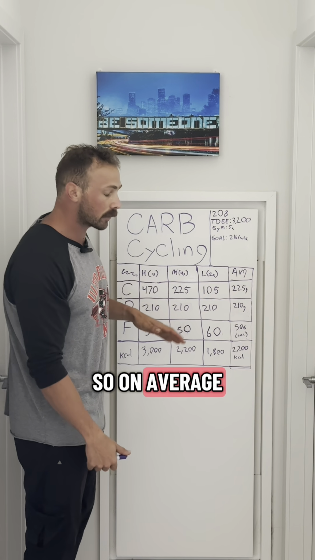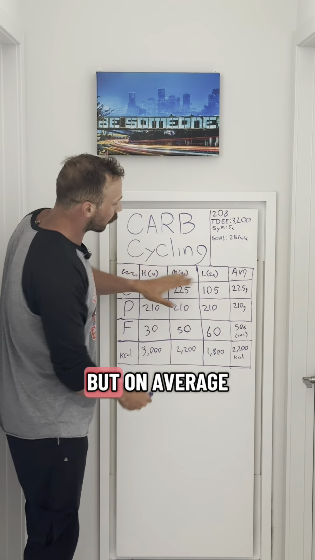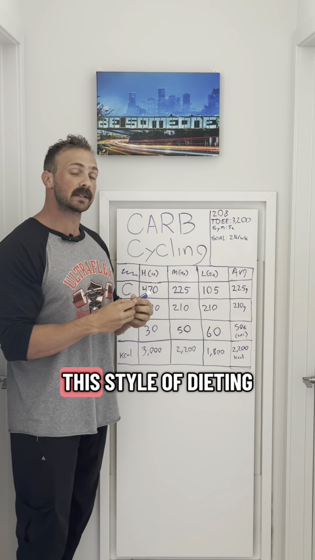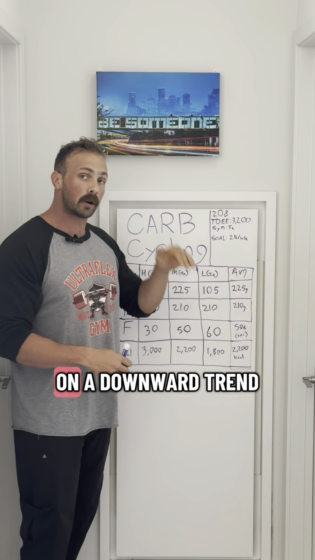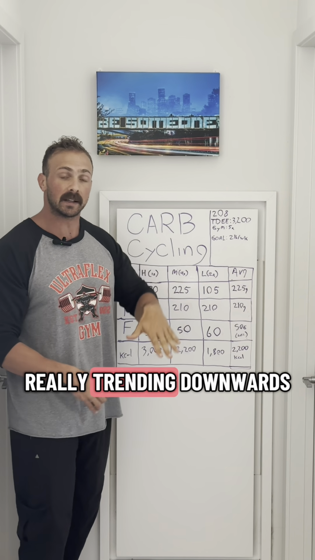So on average, yes, my fats get really low on this day and my carbs get really low on this day, but on average, it's there. So my weight will fluctuate day to day on this style of dieting. However, based off of my total calories, it will be on a downward trend. So it's going to go up and down, but it'll be trending downwards.